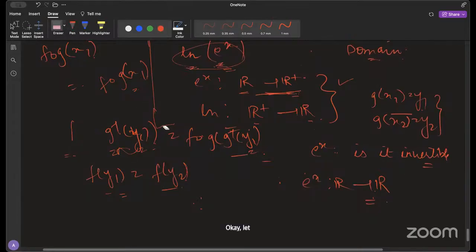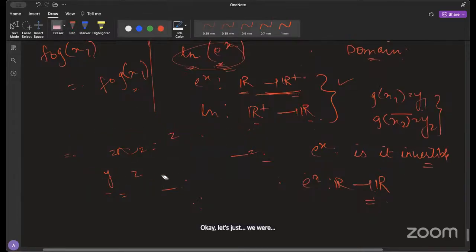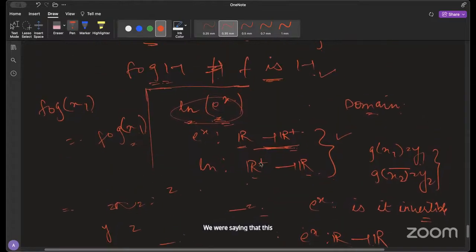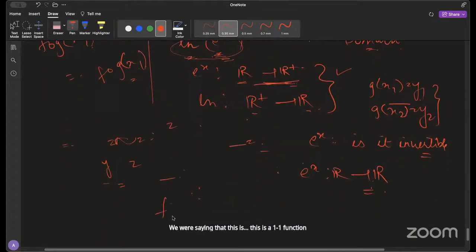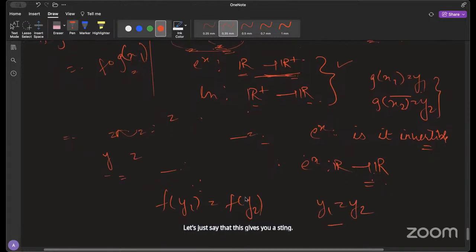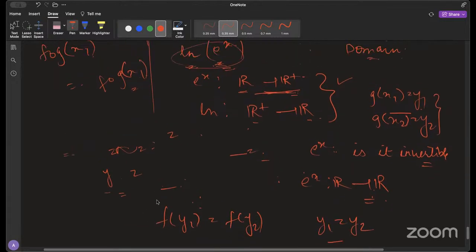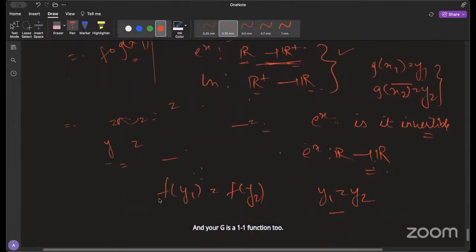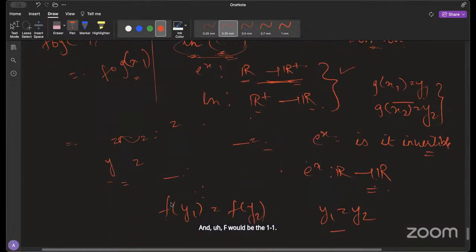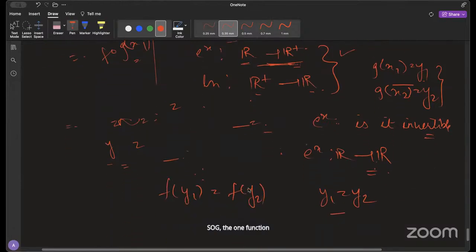Then we're doing something wrong here. We were saying that this is a 1-1 function. Let's just say your f is a 1-1 function, that this gives you this thing, and your g is a 1-1 function too. And f∘g is a 1-1 function too, right?